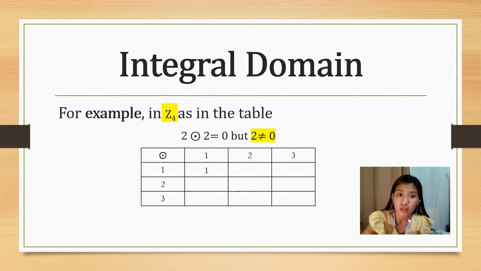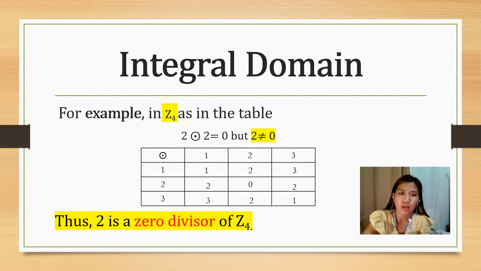So 1 circle dot 1 is equal to 1, 1 circle dot 2 is equal to 2, 1 circle dot 3 is equal to 3, 2 circle dot 1 is equal to 2, 2 circle dot 2 is equal to 0, 2 circle dot 3 is equal to 2, 3 circle dot 1 is equal to 3, 3 circle dot 2 is equal to 2, 3 circle dot 3 is equal to 1. Then 2 is a zero divisor of Z4.